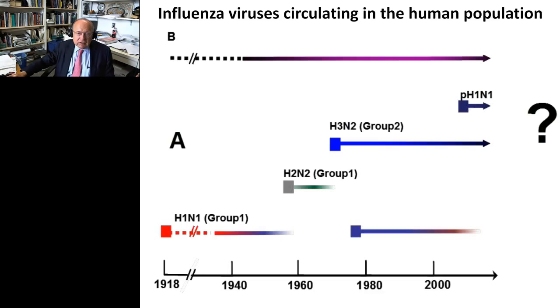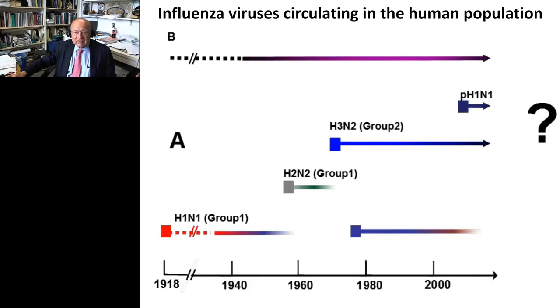pandemic strain, which is referred to as H2N2 in 1957, and that was with us for 11 years. So this is a virus which has a different hemagglutinin, different from the H1, and this H2 virus with a different neuraminidase N2 was circulating for 11 years. And then in 1968, yet another pandemic strain emerged, and this H3N2 virus is still with us.